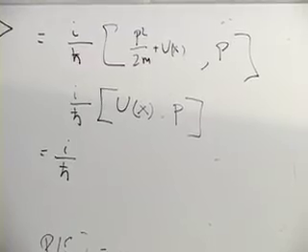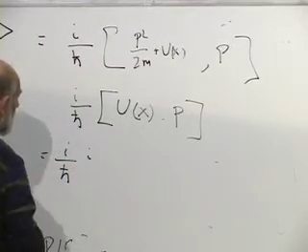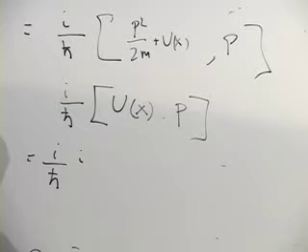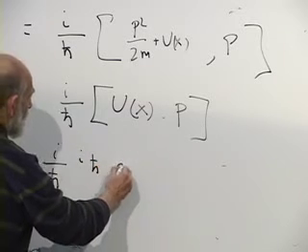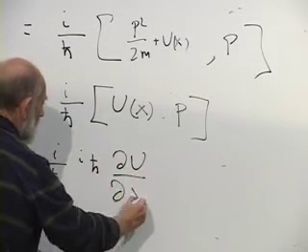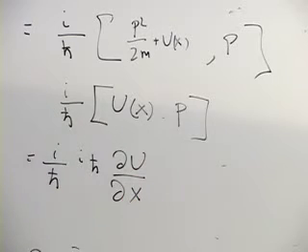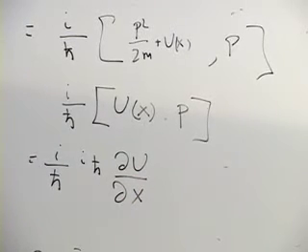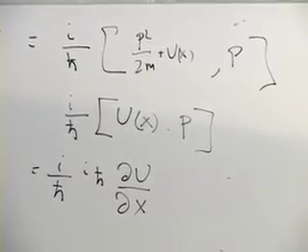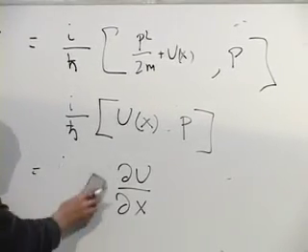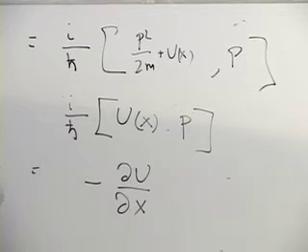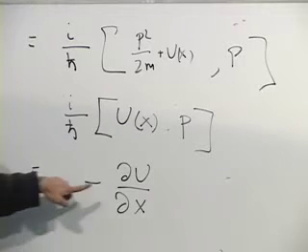plus another I times h bar times du dx, right? H bar cancels h bar, I times I is minus 1, and what we find out is that the derivative of the momentum is minus the derivative of u with respect to x. There's another word for the derivative of u with respect to x, and it is force. It's also the gradient. Force, F.